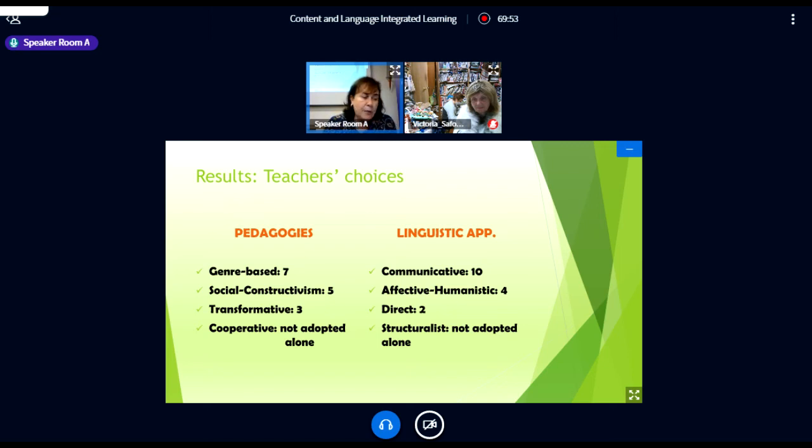And this is in line with the prevalence of genre pedagogy, which emphasizes the importance of communicative functions to reach communicative achievements in different contexts, such as different genres for different subjects. This is also confirmed by the use of role-playing as the most used technique. On the other hand, transformative seemed to be associated by teachers with the adoption of the affective humanistic approach. And it is something to be deepened more for CLIL.